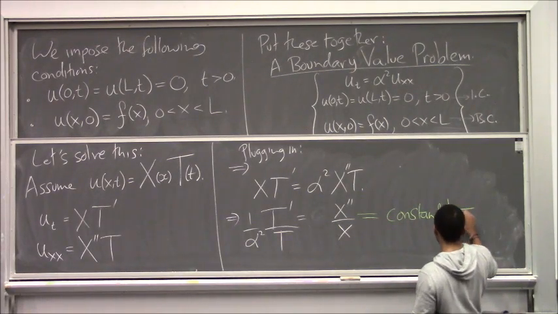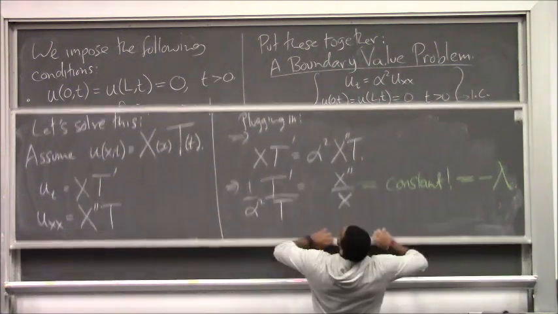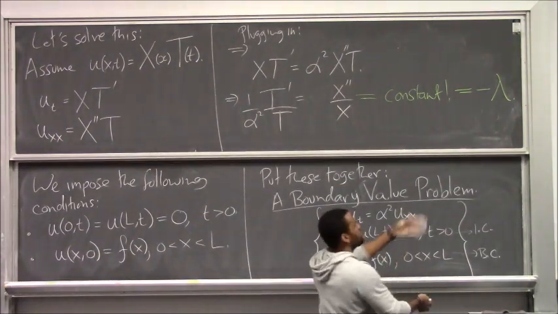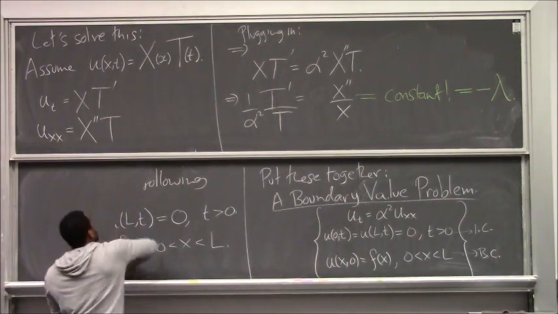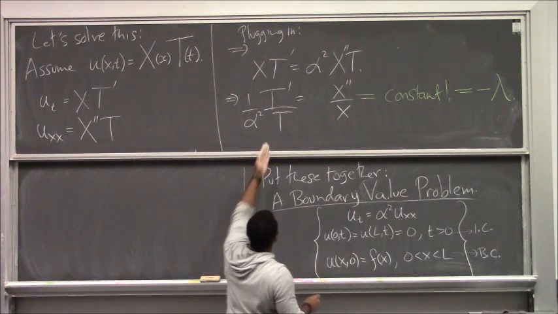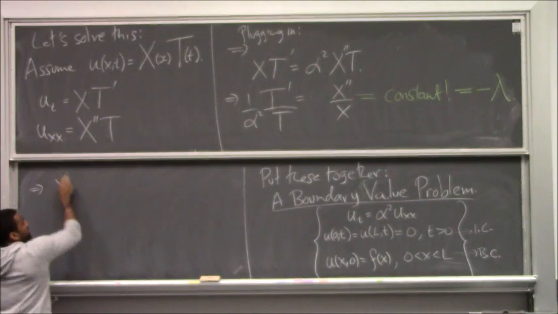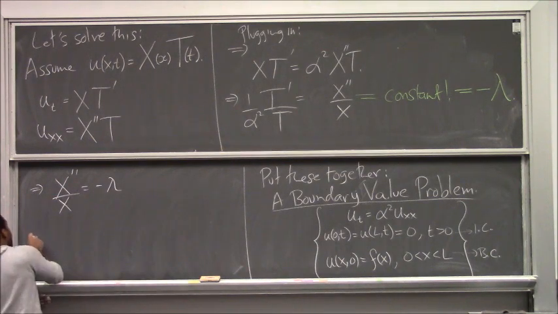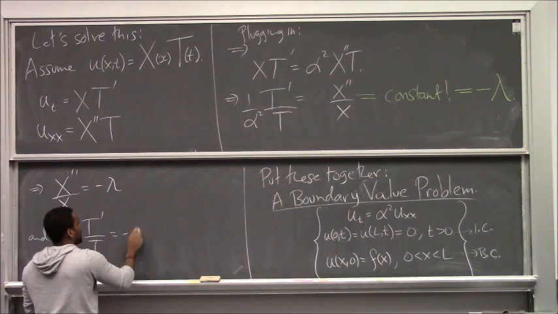Now, I'm going to call this constant minus lambda. Okay, let's see. And don't worry, because if that's supposed to be positive, I can just make the lambda negative or whatever. But what does that mean? Well, it means each side is equal to that. So this would mean that my X double prime over X is equal to minus lambda, and my 1 over alpha squared T prime over T is equal to minus lambda.